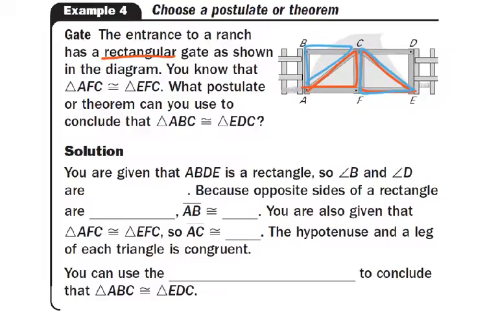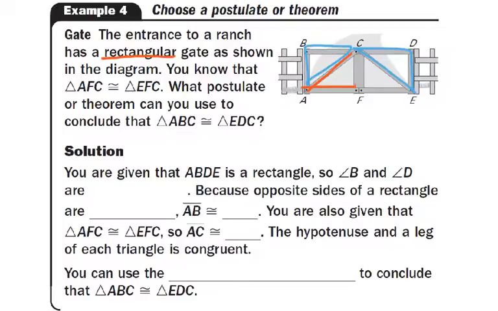What postulate or theorem can you use? Oh, sorry, I just said that. ABC to EDC. Oh, you know what? I just realized I messed that up. Let me back up a little bit here. It is triangle ABC congruent to triangle EDC. There we go. All right, so we're given that ABDE is a rectangle.